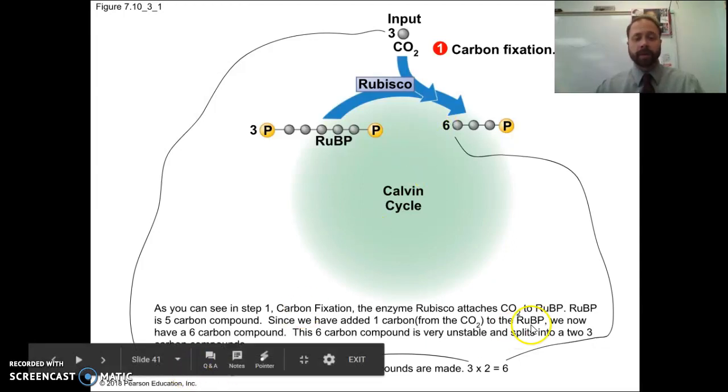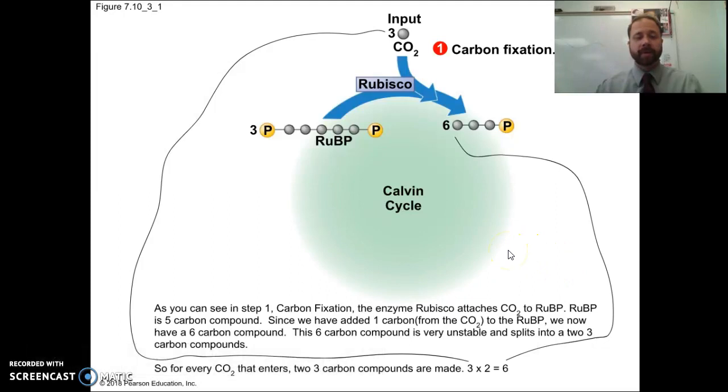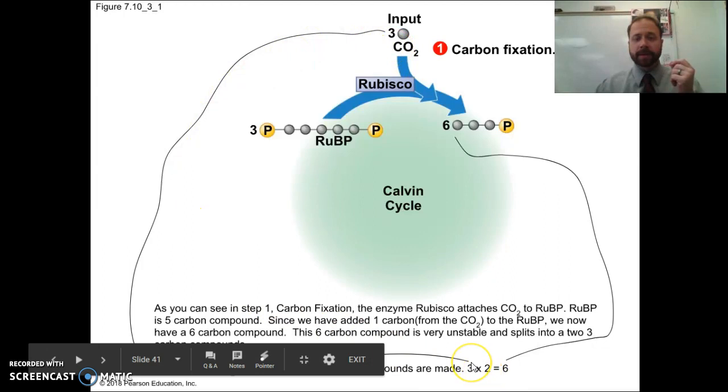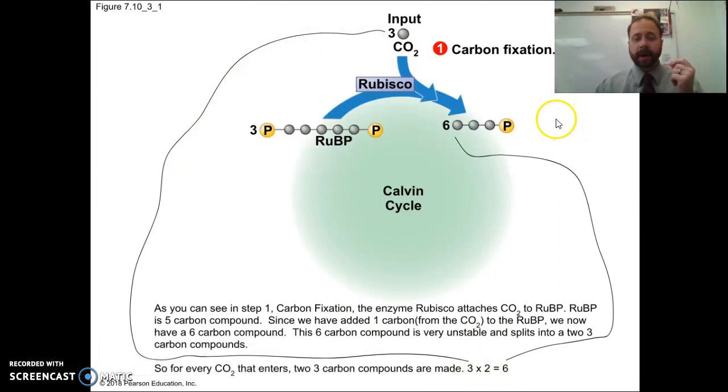For every carbon dioxide that enters, 2 3-carbon compounds are made. So that's where we're getting this 6 from here. We had 3 carbons come in, and so we can make a total of 6. 3 times 2 is 6 of these here. Since those 3 came in and attached to the RuBP, we can rearrange them and make 6 3-carbon compounds here.